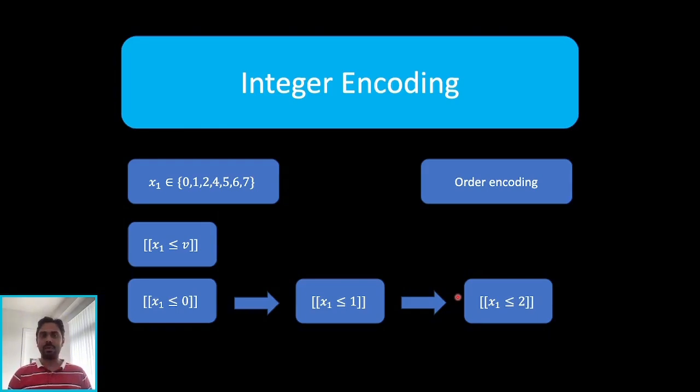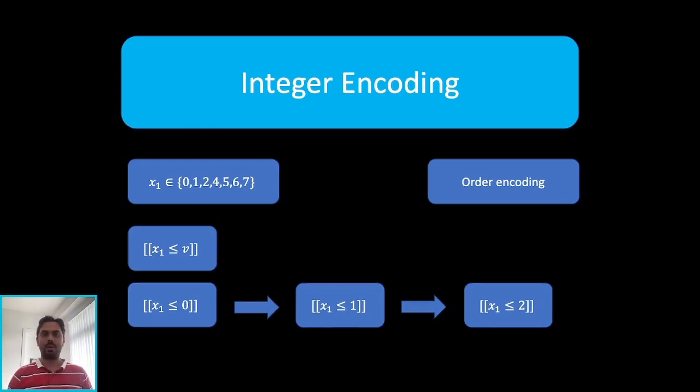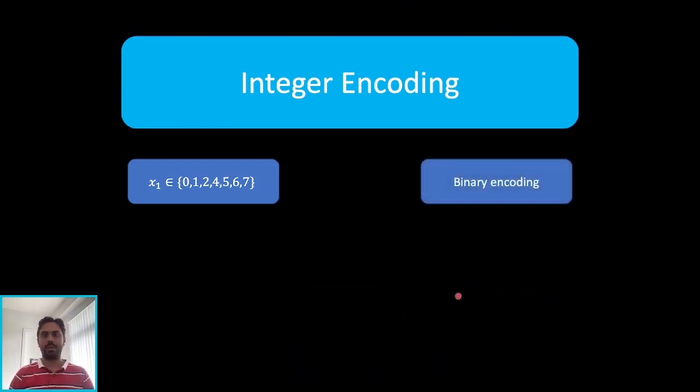But there is another way of encoding things as well. It's called binary encoding. Here what we are going to do is use the bit representation for these values, right? So we'll say whether the kth most significant bit is 1 or not, and those are my Boolean variables. We are representing 0 to 7 as my initial domain, so that means we need 3 bits.